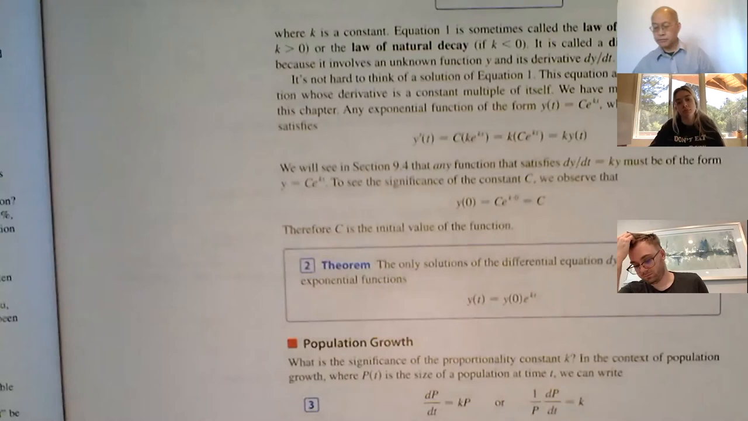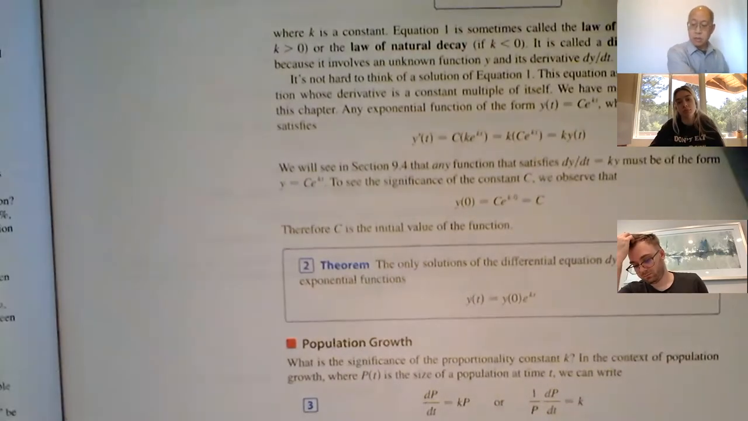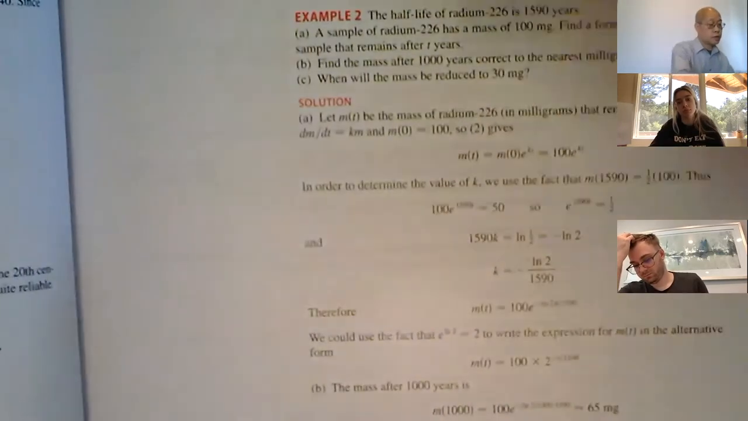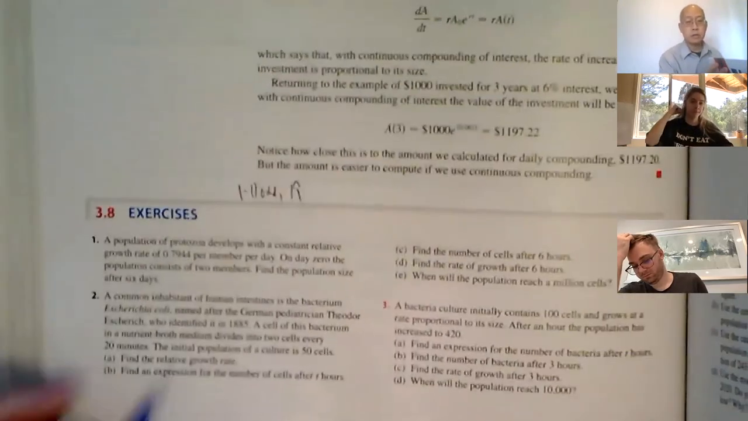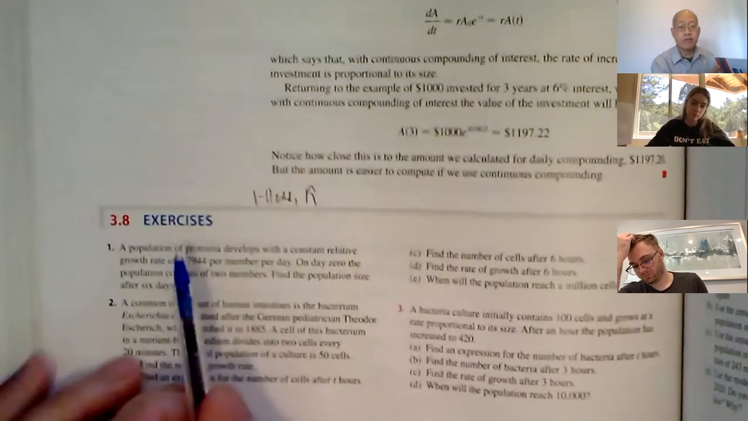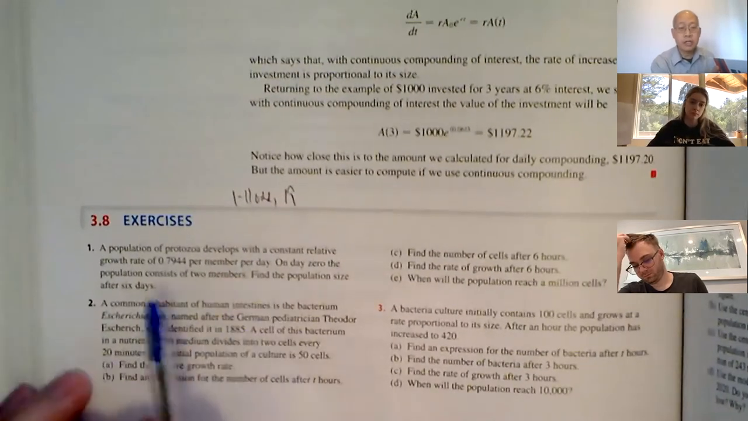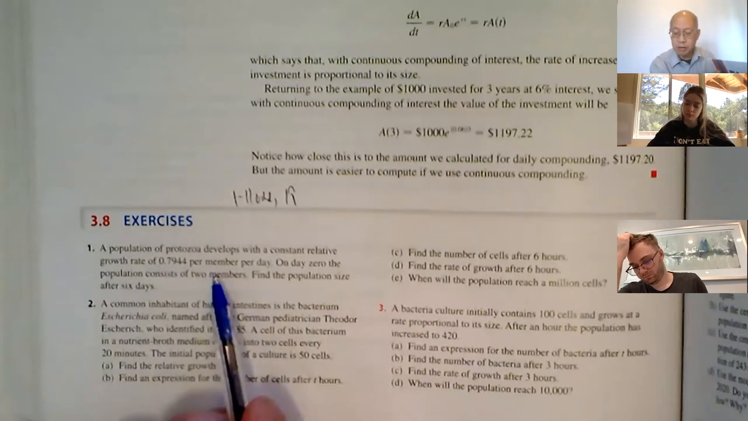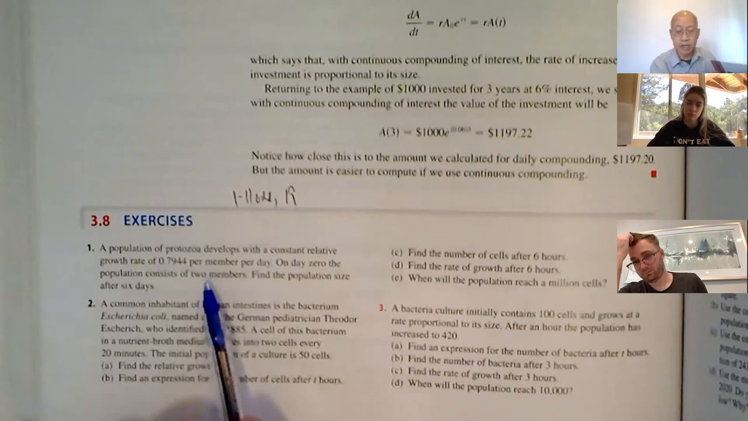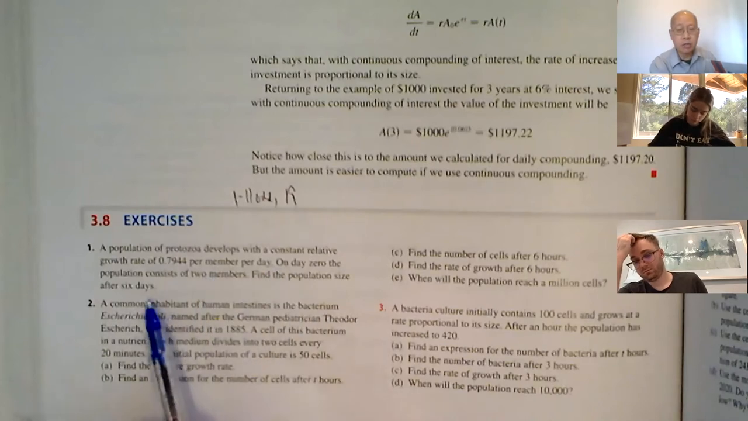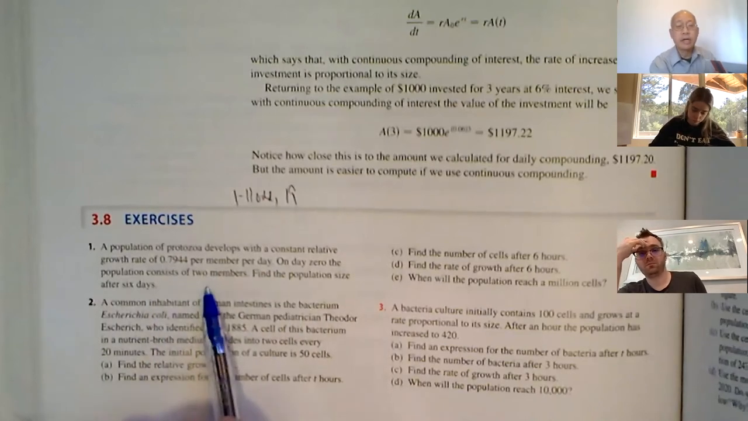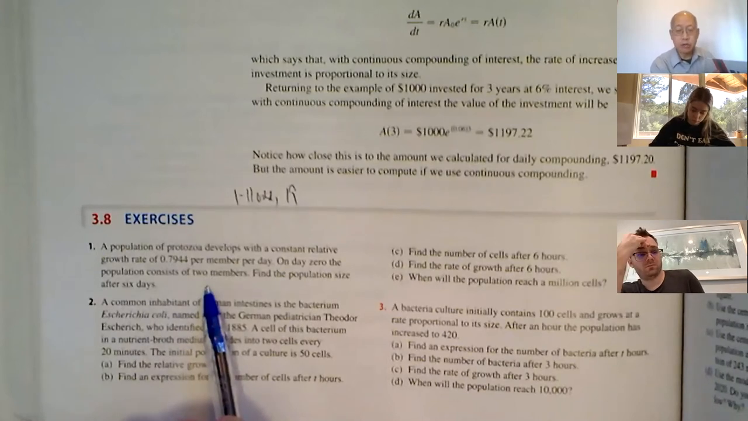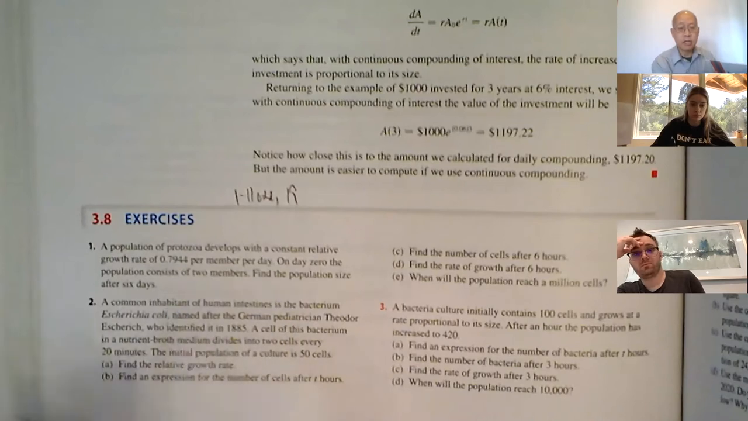All right, here we go. Number one, a population of protozoa develops with a constant relative growth rate of 0.7944 per member per day. That's the k, they're giving us the k. On day zero, the population consisted of two members. That's your initial population, that's the c. Find the population after 6 days.